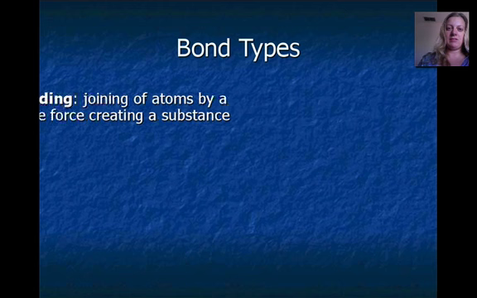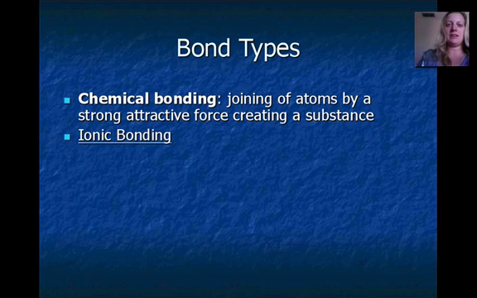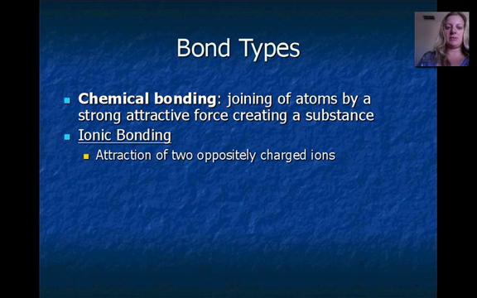All right, let's talk about what bonding is. Chemical bonding is the joining of atoms by strong attractive forces creating a new substance. You guys have already seen this in the lab. Ionic bonding is what we're going to talk about first.